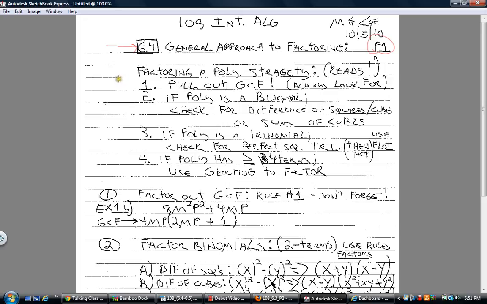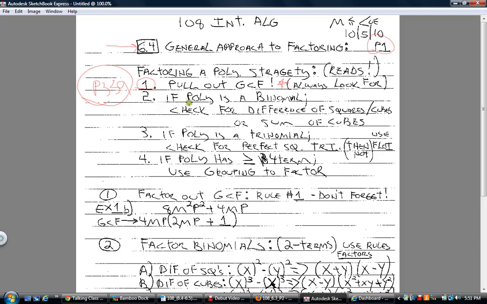I summarized them here. This is on page 339 out of your book. Always start with rule number 1. I've said it over and over again. Look and see if you can pull out a greatest common factor. You must always get used to looking for that. If you see a GCF, pull it out, then continue to work on factoring.